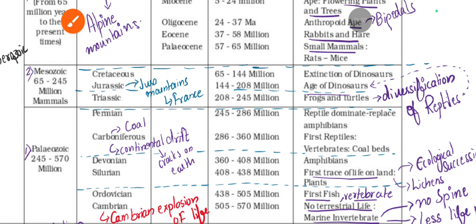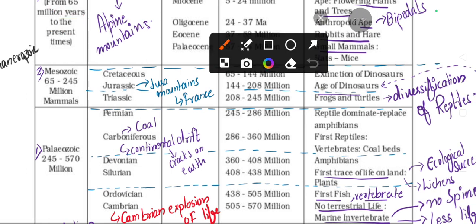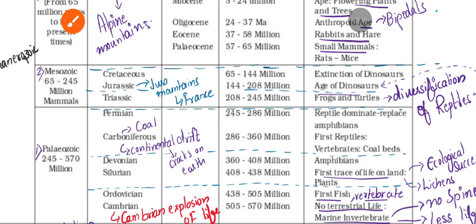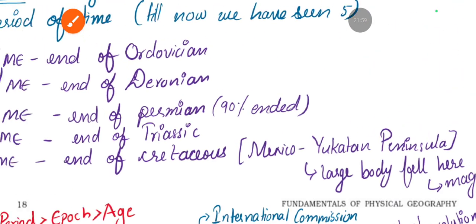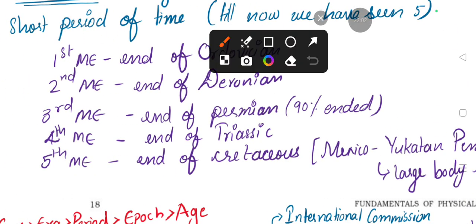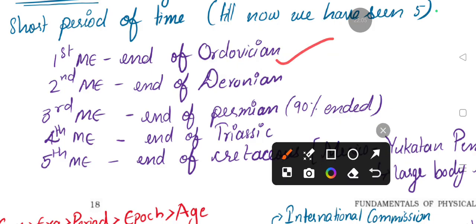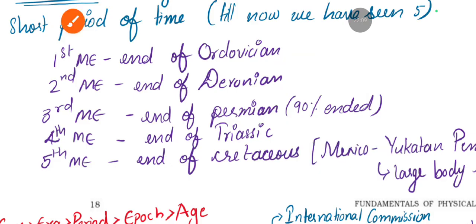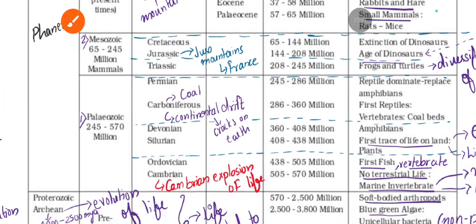The next important period, but before that let me tell you, at the end of the Devonian, the second mass extinction took place. The second mass extinction is at the end of the Devonian period. The first mass extinction was at the end of the Ordovician. The second mass extinction is at the end of the Devonian. Now let's go back to the periods.